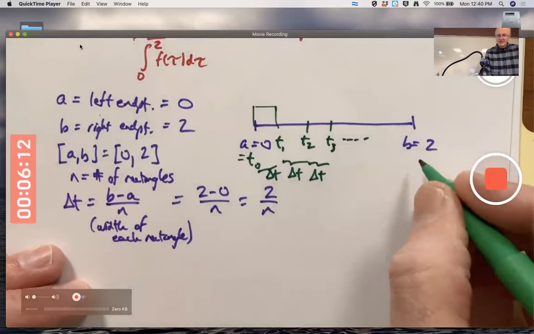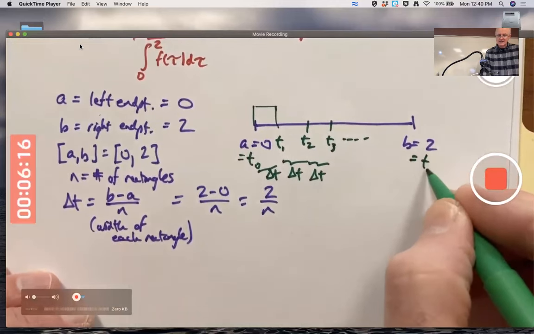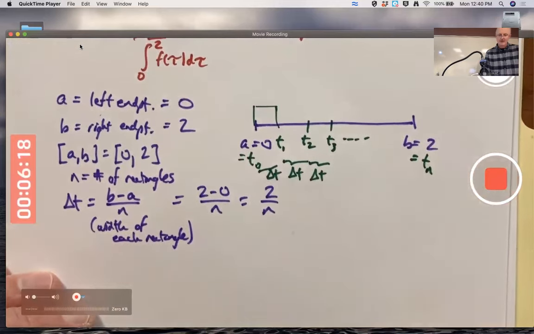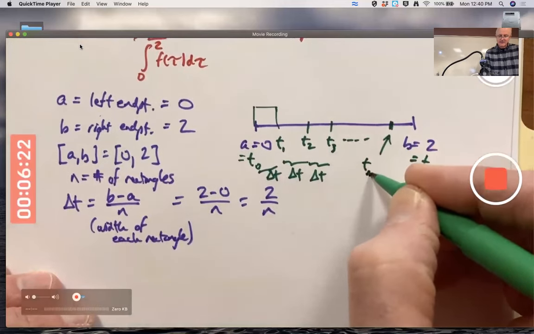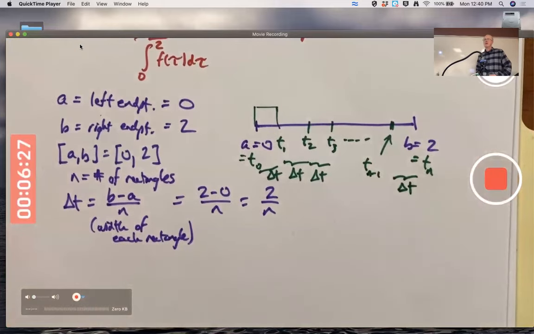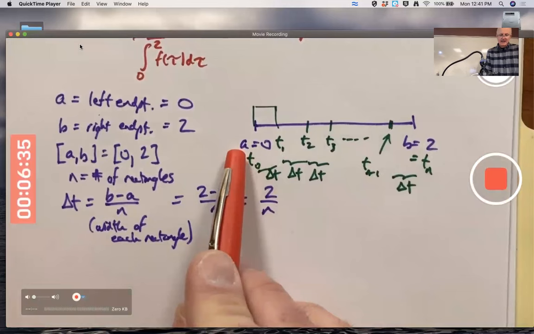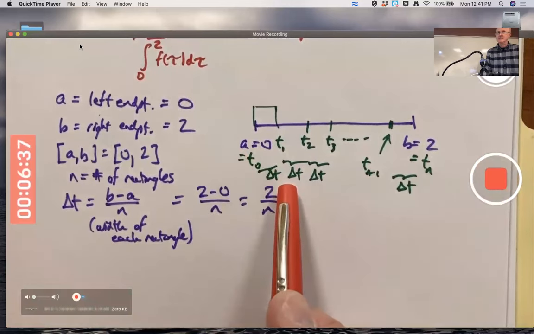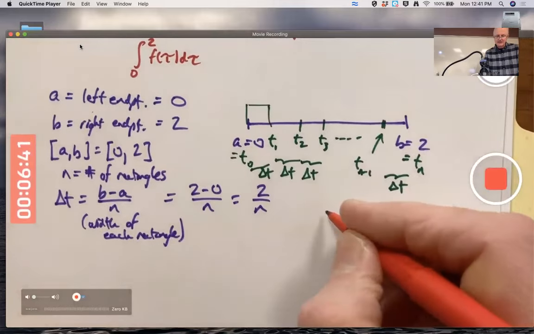The b, the right endpoint of the entire interval, is going to be the last one of these t's. It's going to be actually t sub n. And the second to last one is going to be t sub n minus 1, and this distance will still be delta t. What I'd like to do to help me set things up in Mathematica is figure out formulas for these t's in terms of a and delta t. It's not as hard as it might sound.